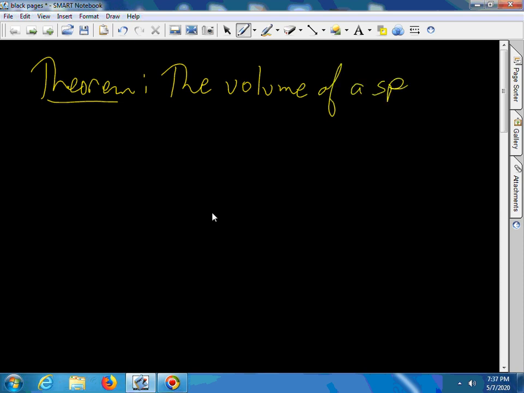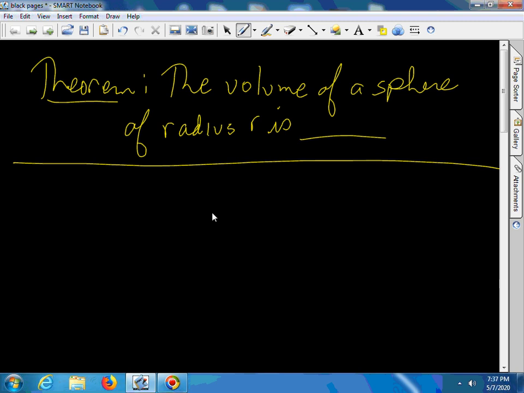We're going to derive the volume of a sphere of radius r, and we're going to find out what it is. Maybe we don't know the proof.